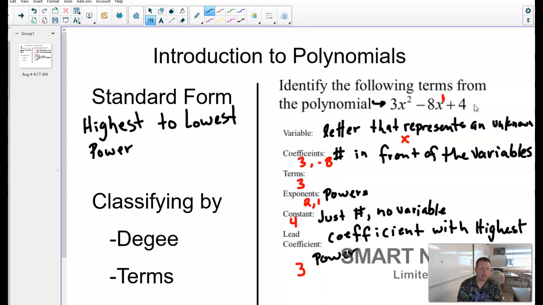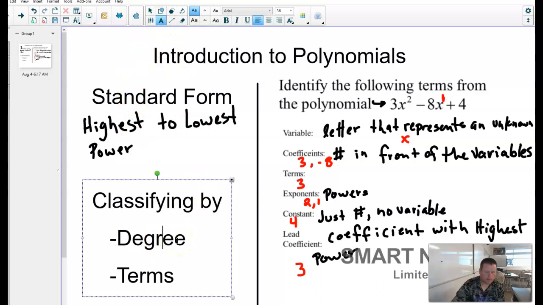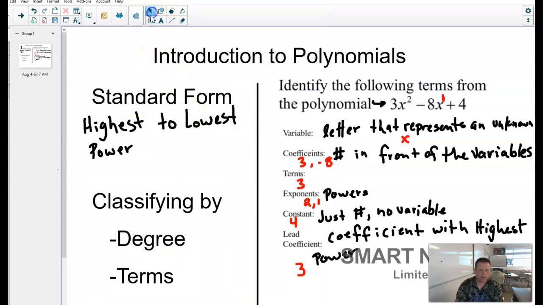The other thing we can do is classify, or sort, all our polynomials by degree, which doesn't have the right thing there. Let me fix that right now. By degree, and we can also classify them by terms as well. So we can sort them either way. It's just a way to categorize and classify them.